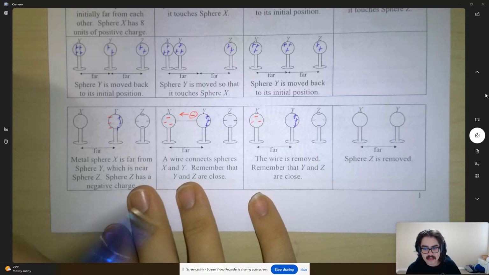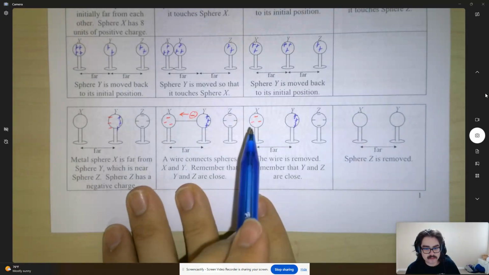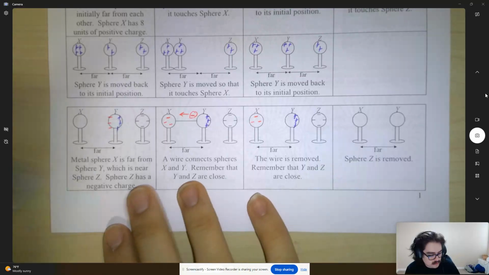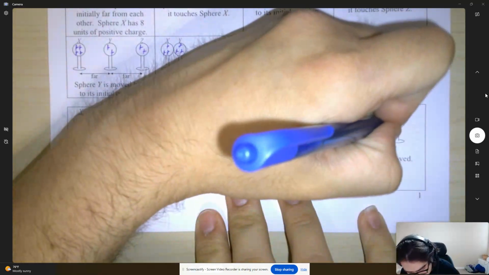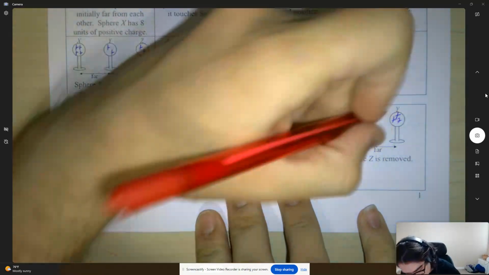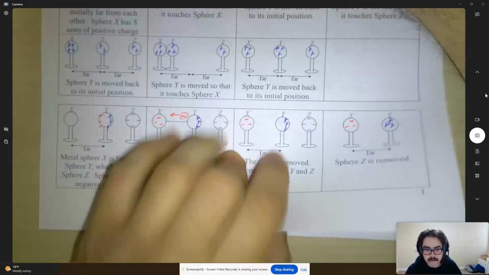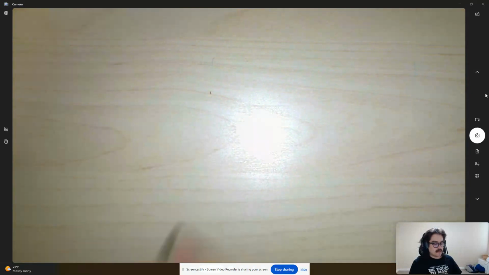Okay? And then when we take, but now these negative charges can't go back to Y. And then when we remove sphere Z, you're going to notice that you're going to have a positive charged sphere on Y, and then you're going to have a negatively charged sphere on X. Okay? All right. Pretty straightforward.